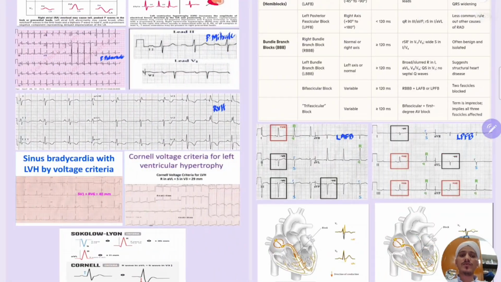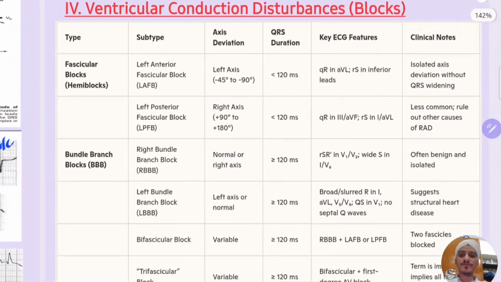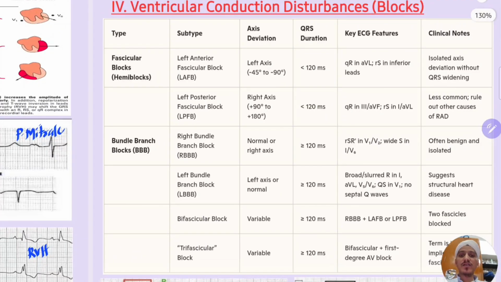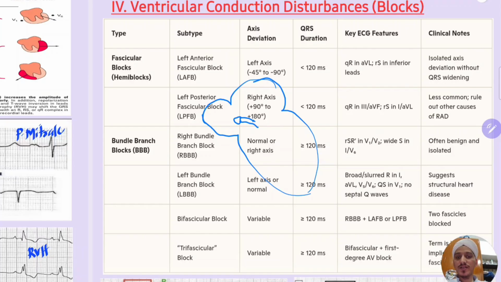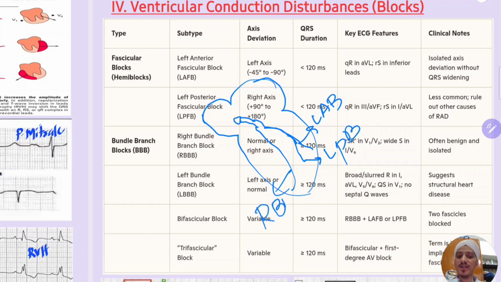Now we will move to today's topic, that is ventricular conduction disturbances or blocks. As you know, if this is the heart, this is the AV node, this is the bundle of His, and this will divide into right and left bundle branch. The left bundle branch has two parts, the left anterior branch and left posterior branch. The right bundle branch has only one part, single.